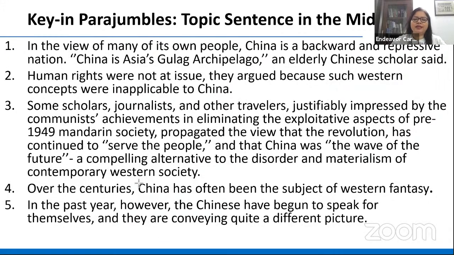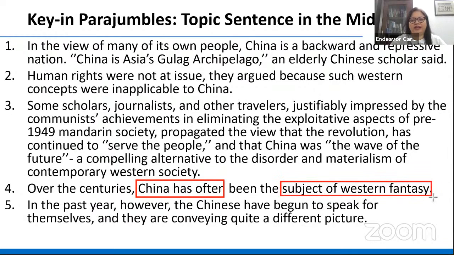So, over the centuries, China has often been the subject of Western fantasy, right? So, Westerners have fantasized about China. It's been thought of as a very positive thing. That's why it's Western fantasy. There is a reference made to some Westerners. Where are the Westerners we are talking about?